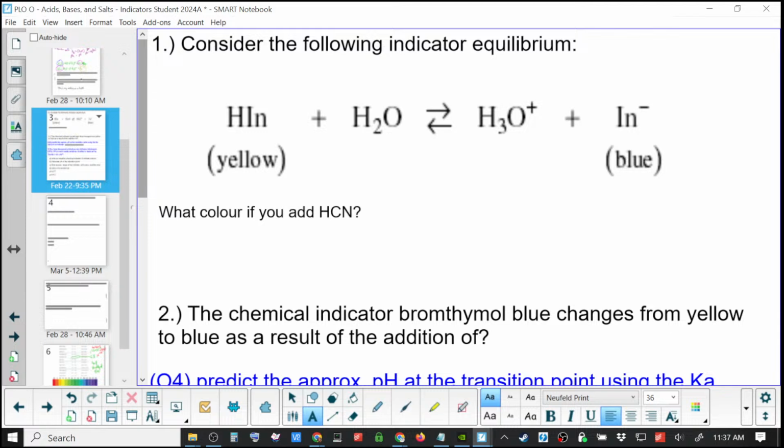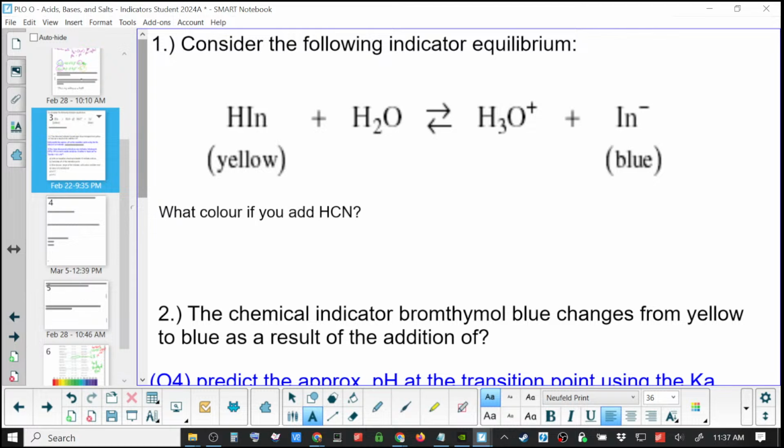But HCN is quite low on the table. Here's my question: if you have a really strong acid, but all of our indicators are weak acids, or a weak base, then how does that work? You wouldn't. It shows you the pH.